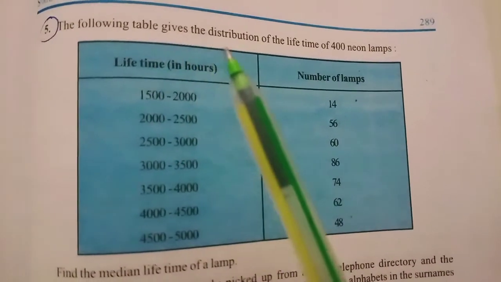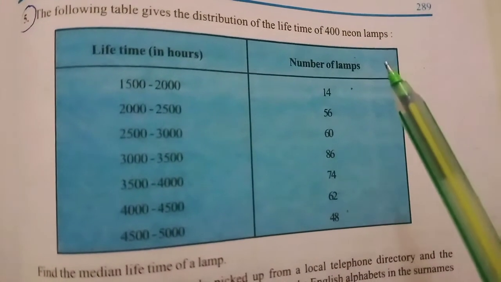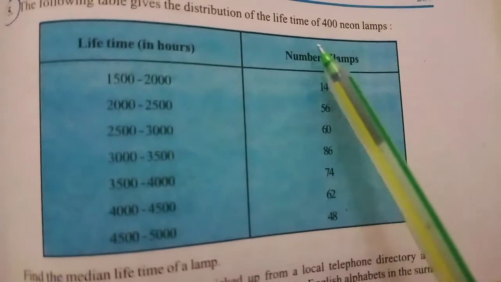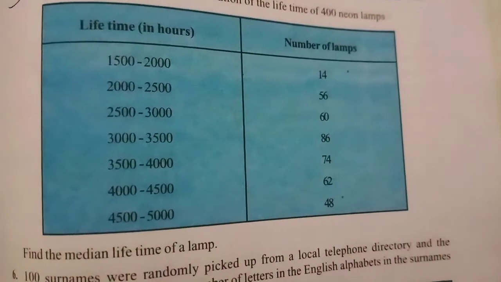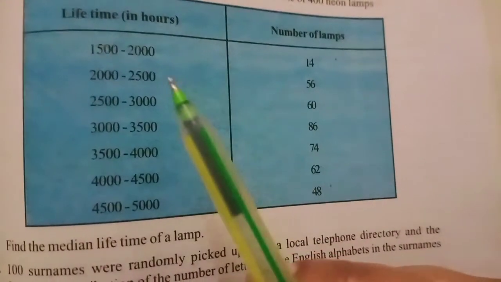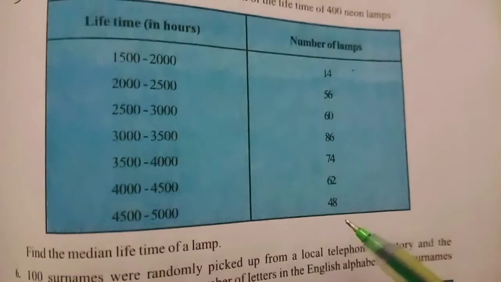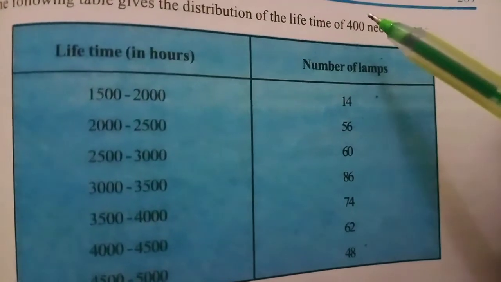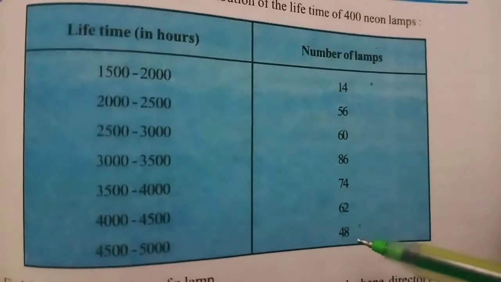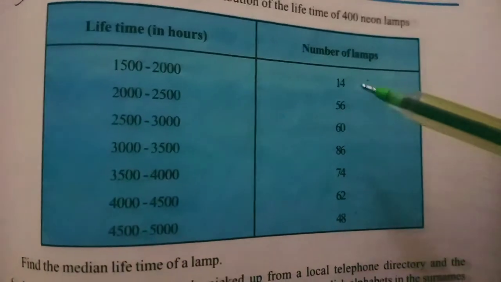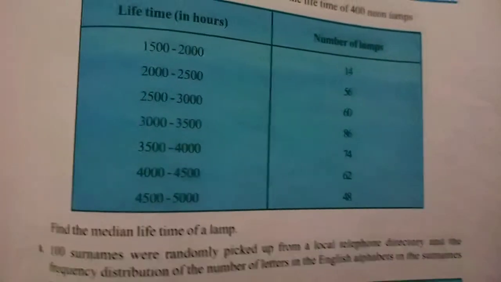Next is question number 5. The following table gives the distribution of the lifetime of 400 neon lamps. That is, the total number of lamps, n, is given as 400, and the lifetime in hours is given from 1500 to 2000 till 5000, and this is nothing but frequency. You can check it, because the total number of lamps is 400, and you can observe that 400 is not at the last, so it is not LCF, it is F. Now I should find the median lifetime of a lamp.